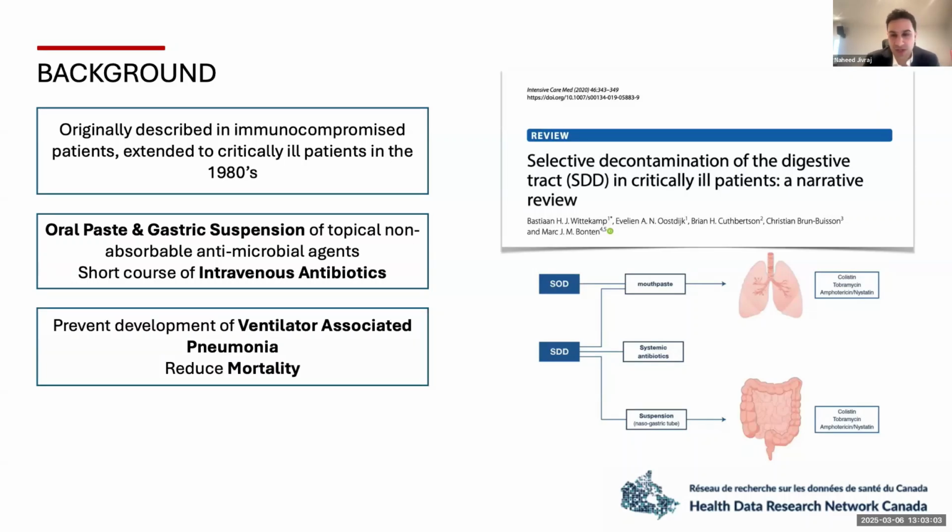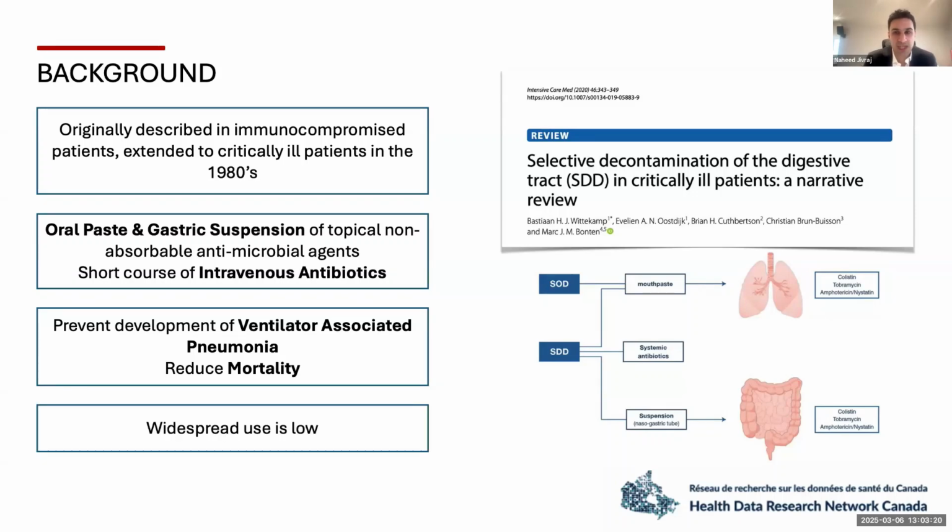And its purposes, or its suggested benefits, amongst many others, are to prevent the development of ventilator-associated pneumonia, which is a complication of being on a ventilator and is associated with prolonged length of stay and increased hospital costs, and also reduce mortality. However, its widespread use has been relatively low, despite systematic reviews on the topic demonstrating both mortality and other benefits. And this is largely due to a concern around its ability to cause antimicrobial resistance or change the ecology within a given intensive care unit, as well as the small trials that were done in the early 80s and 90s.